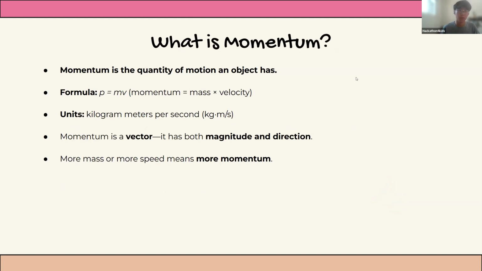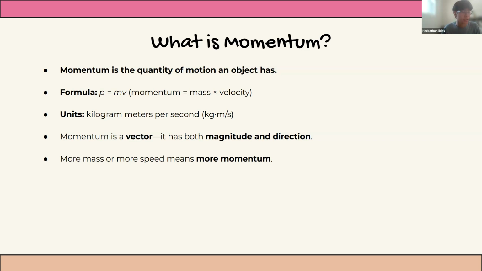Let's talk about momentum now. So what is momentum, right? Momentum is a measure of how much motion an object has and how difficult it is to stop it. In physics, momentum is defined as the product of mass and velocity, represented by the formula P equals mv. P is momentum, M is mass, and V is velocity.